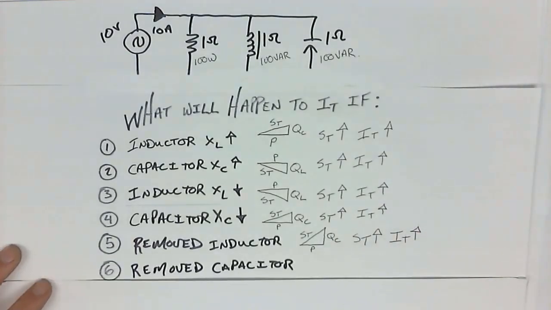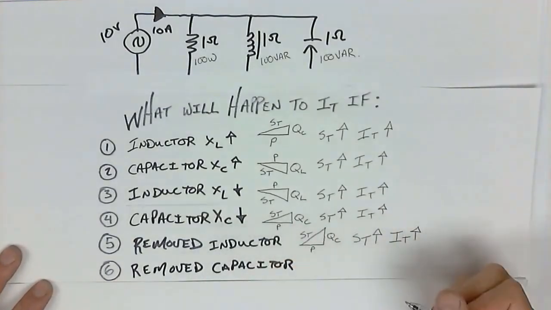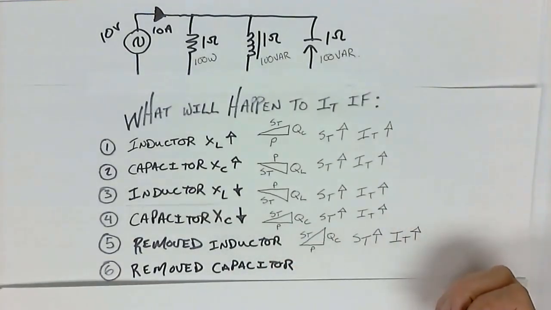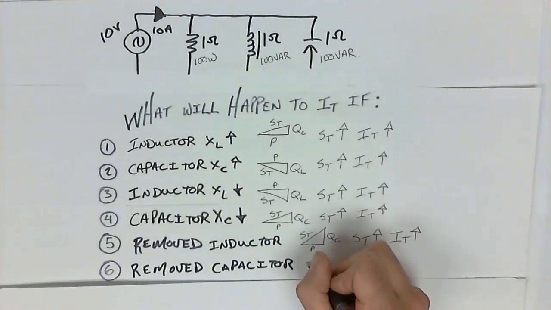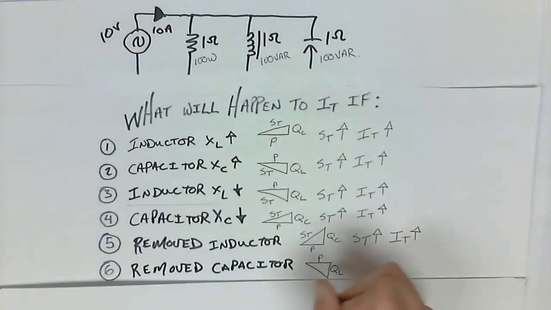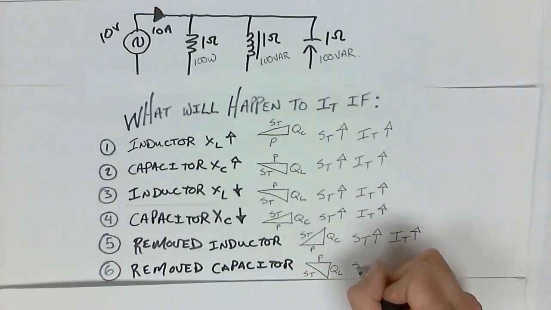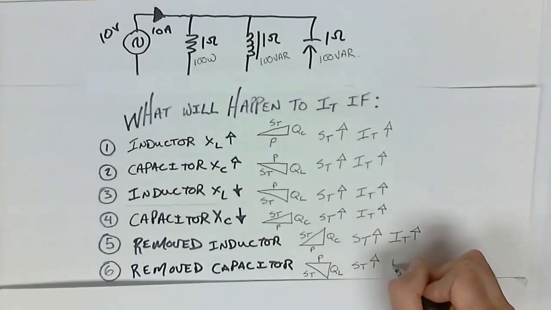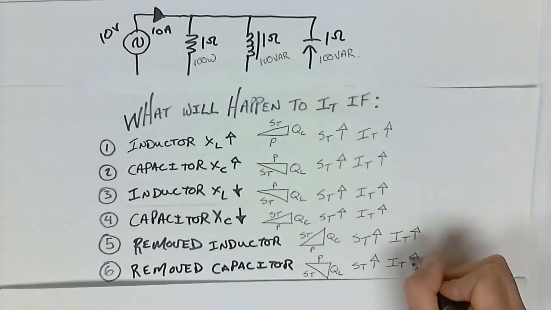And then finally, just for giggles, let's say we remove the capacitor instead. Well, if you remove the capacitor, what we end up with is this triangle. Power remains the same. Q of the inductor is the only one that remains, which means S total yet again increases and the I total increases.